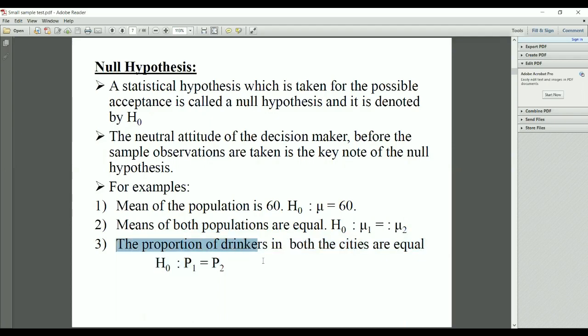And the proportion of drinkers in both cities is equal. So H naught is P1 equal to P2, the proportion of one city P1 and the other city P2. This is an example of how to describe the null hypothesis.